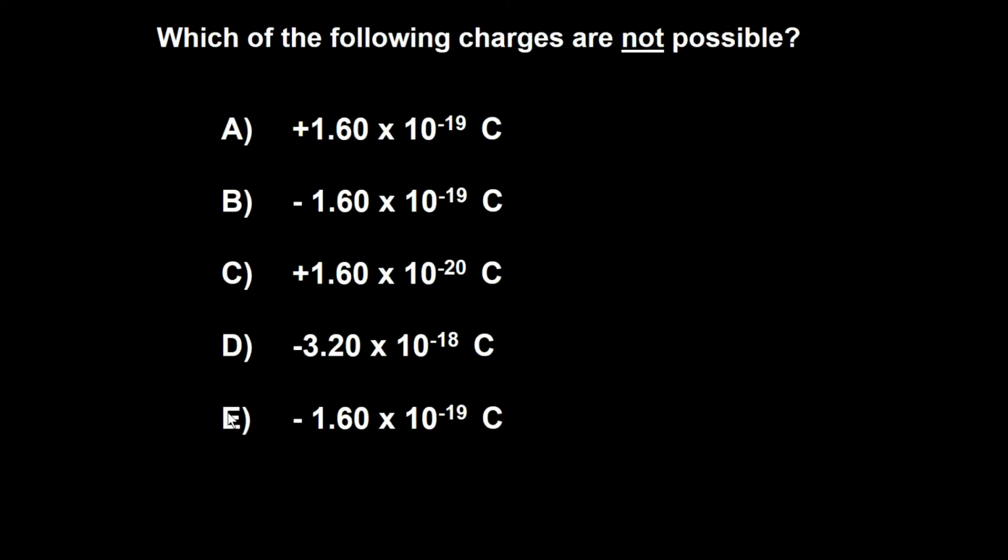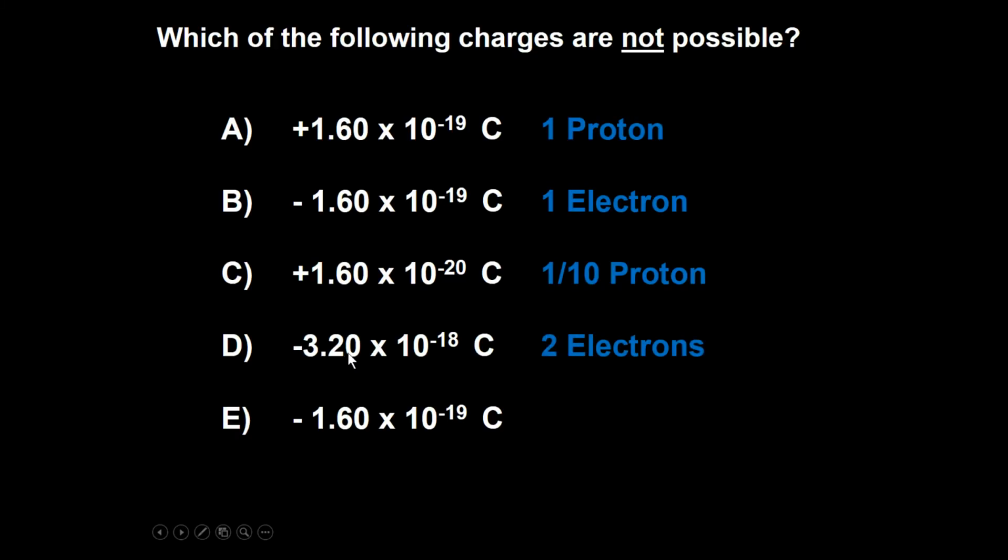So, which of the following charges are not possible? Well, that's just the charge of one proton. It had a positive charge. This has the same charge, but it's negative, so that's also possible. 10 to the negative 20 is 10 times smaller than that, and that would be 1/10 of a proton. And that's the one we can't do. You can't have 1/10 of a proton. This would be just 2 electrons, or 10. I think I meant to have that as 18 instead of a 19 there. But yeah, you can have 10 electrons.